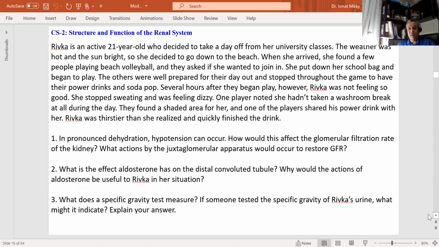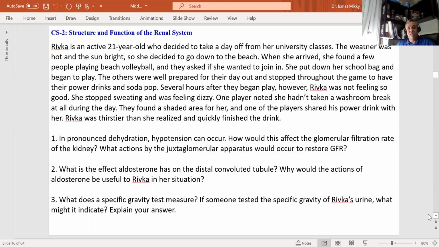Second, what is the effect aldosterone has on the distal convoluted tubule, and why would the actions of aldosterone be useful to the patient in this situation? The aldosterone secretion causes sodium reabsorption and potassium secretion. So with high aldosterone, sodium will be reabsorbed into the bloodstream and potassium will be excreted in the urine.